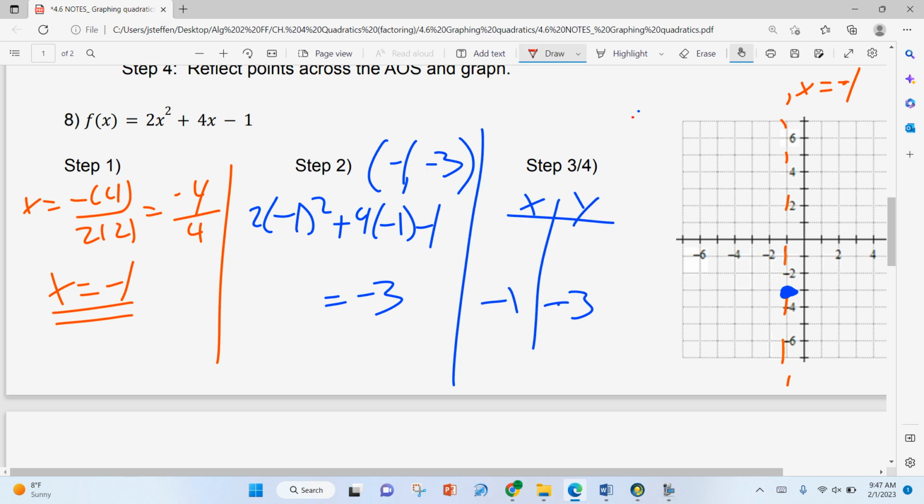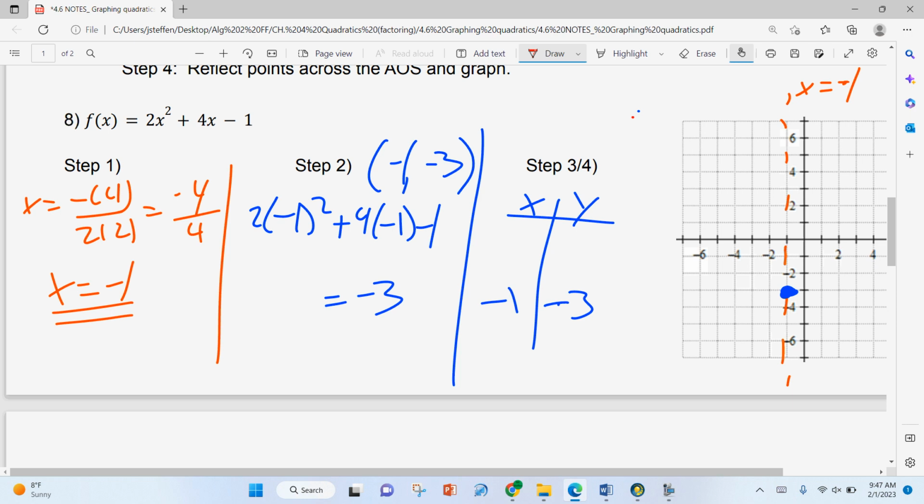So step 3 is to plug in some points that are close to your vertex. So honestly, if you wanted to plug in points 2 and 4, I mean, good luck. That's just going to be a little bit of a nightmare. I always plug the ones in that are as close to my vertex as I can.